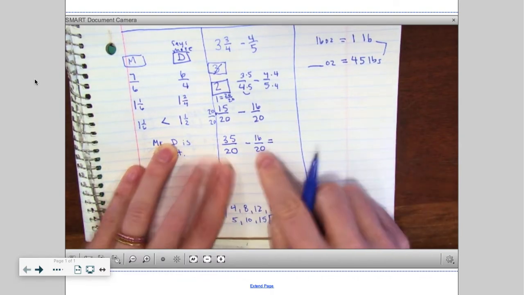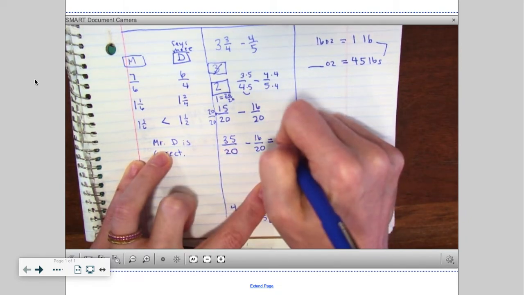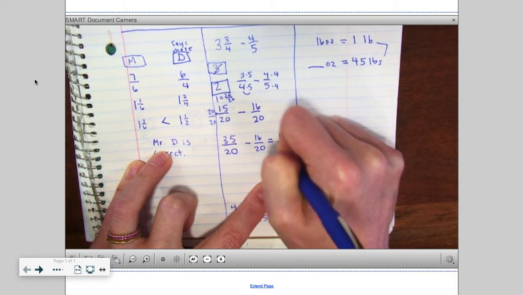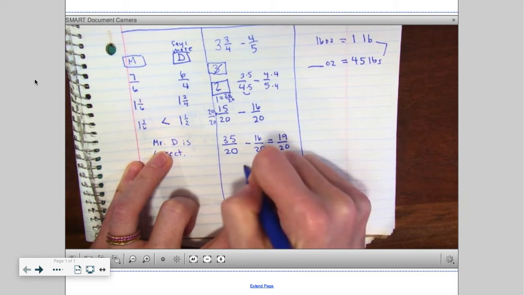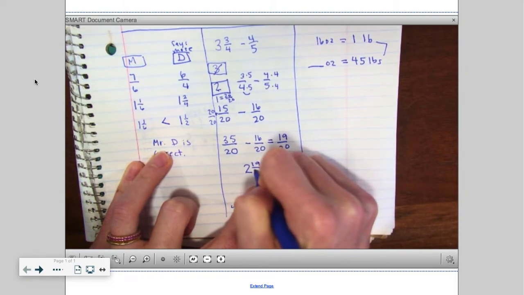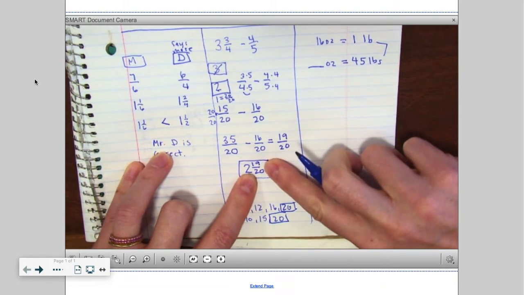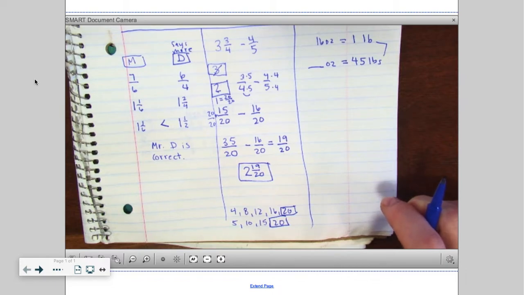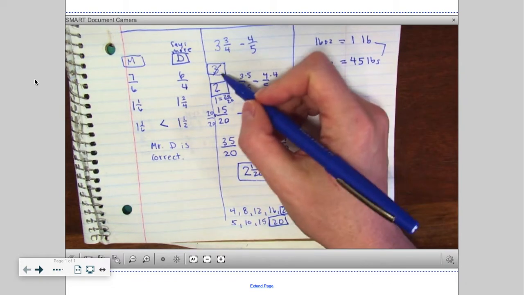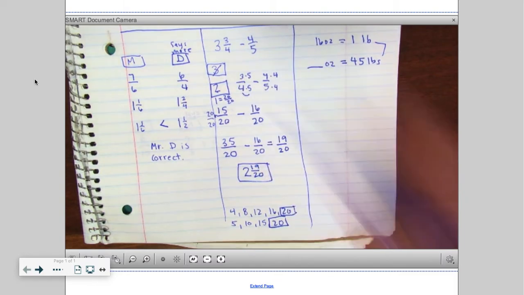And let's see, if I do 35 minus 10, I have 25. 25 minus 6, well, that would be 19. And I can't forget my 2, my whole number up here. So 2 and 19/20. So close to being 3. 19/20 is just 1 away from being 3. I'm so close to being 3. So that's what I needed to do. I needed to kind of borrow from that whole number and turn it into a fraction.